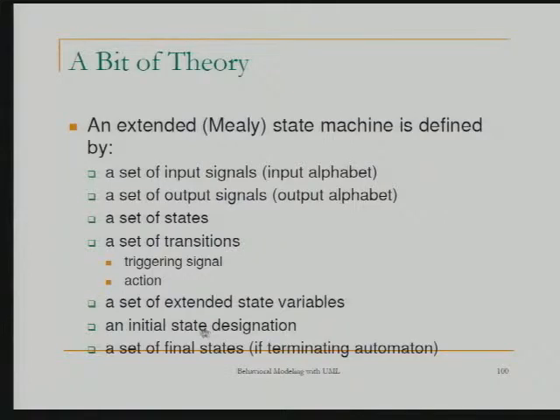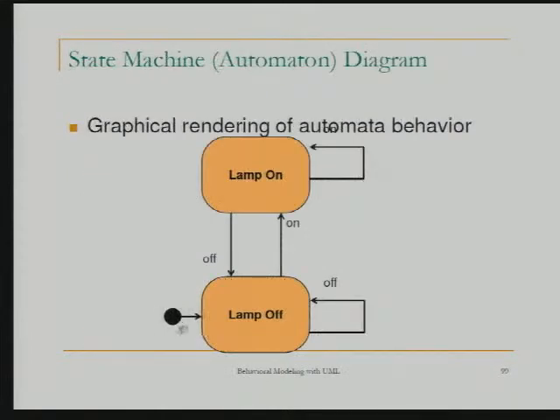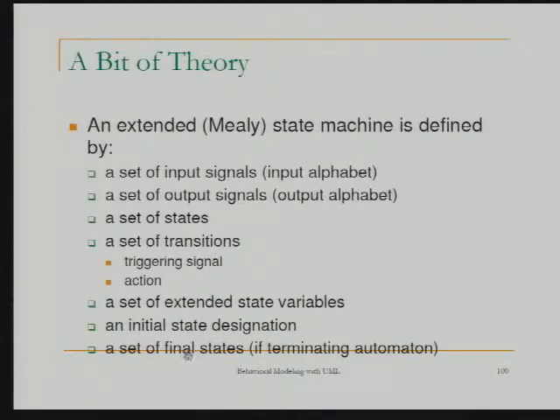We'll have an initial state designation like this, and also there's a final state designation if I'm going to terminate the automaton. Or again, the automaton is, for this discussion and requirements, think of it as a fancy word for state machine. So an extended state machine, sometimes called a Mealy state machine, is defined by these different tuples or inputs or combinations, and we'll talk about some of this as we go forward.